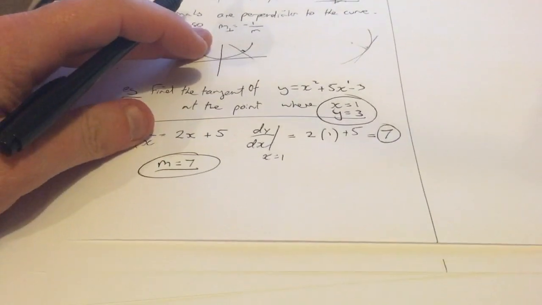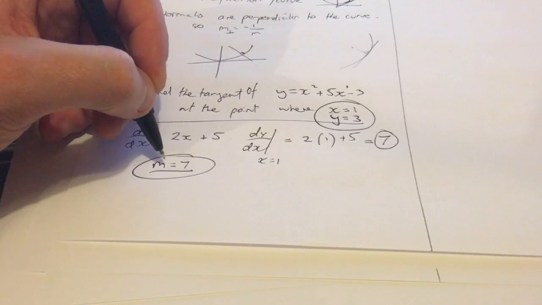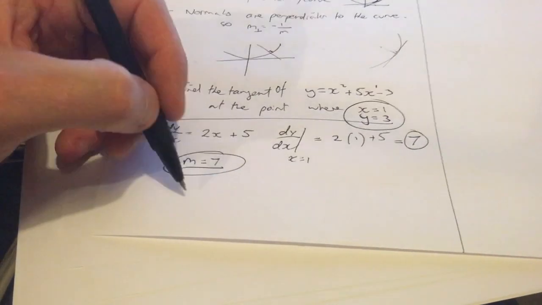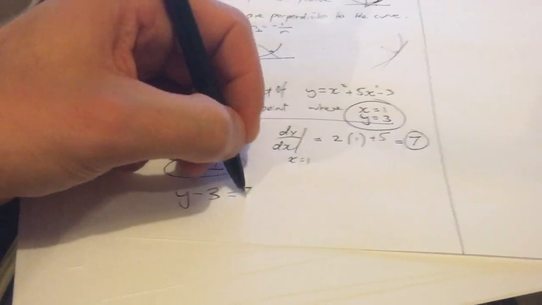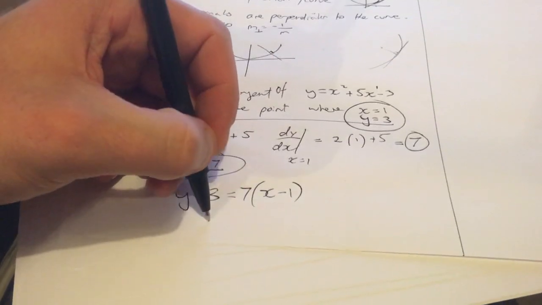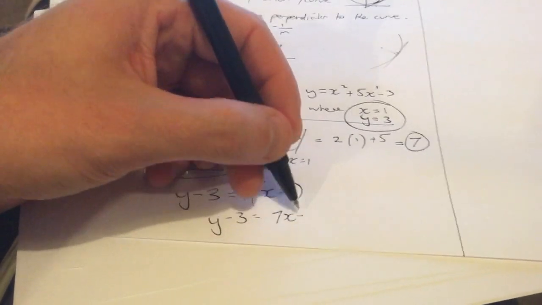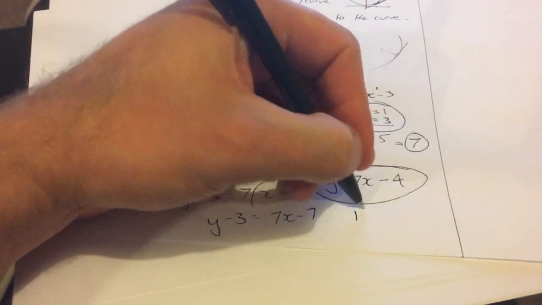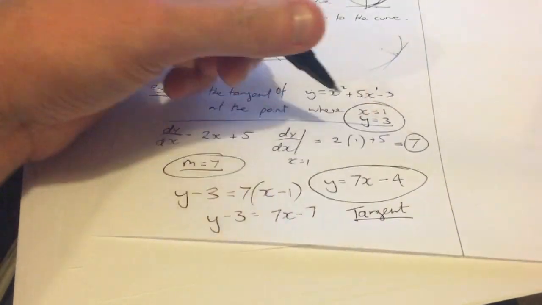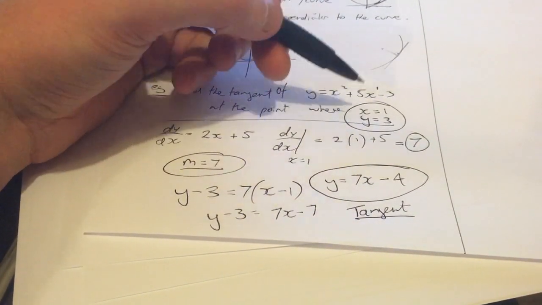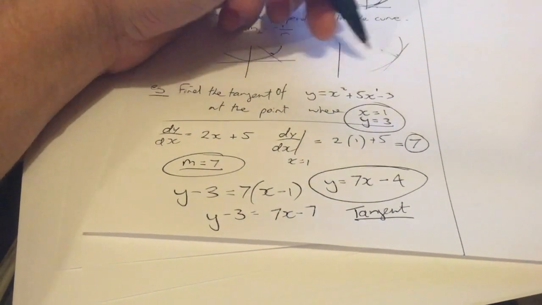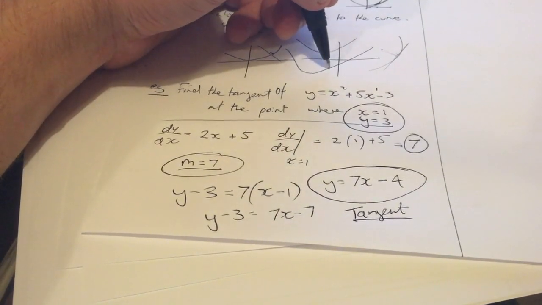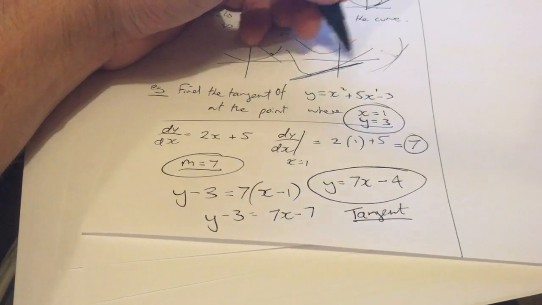To find the equation of the tangent, it has the same gradient, like I said up here. Tangents have the same gradient as the function or curve. So we get y minus 3 equals 7 times x minus 1. So y minus 3 equals 7x minus 7, so y equals 7x minus 4. That is the tangent to this quadratic at this point. If I drew that quadratic, there's going to be a tangent when x is 1, and it's 7x minus 4. It should be something like that.